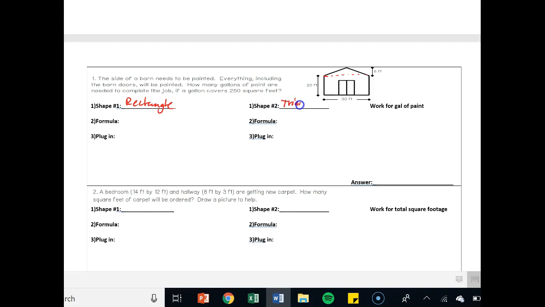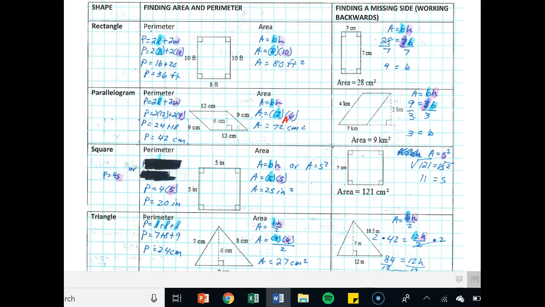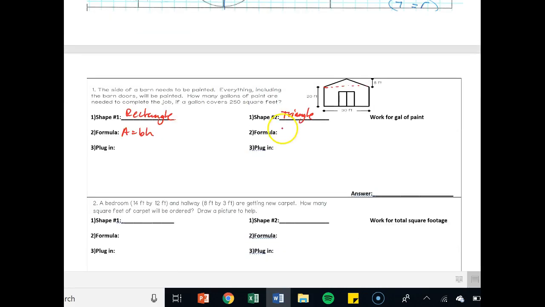Once you have that, you're going to want to go ahead and write down what your formula is. A is equal to BH, A is equal to base times height divided by 2. Then you plug in, A is equal to 30 times 20. A is equal to 30, your base of your triangle, times your height of your triangle, which is actually 8, times 8 over 2, right?